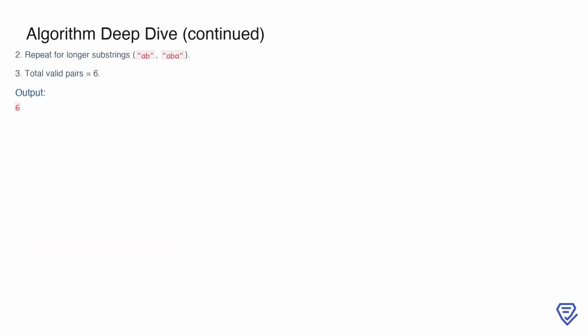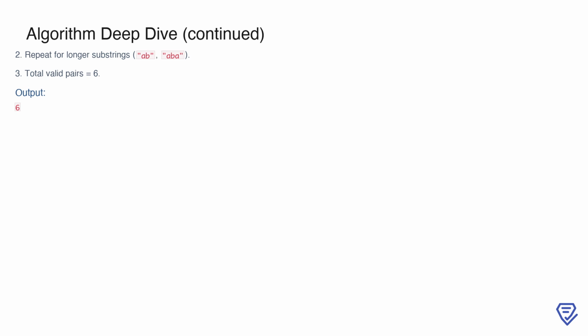We extend this comparison process to longer substrings, such as AB and ABA. For each pair of substrings, we count the differences and determine validity. For the example S equals ABA and T equals BABA, the total count of valid pairs comes out to 6. The output of the algorithm in this case is therefore 6. This example demonstrates how the optimized approach efficiently handles substring comparisons while minimizing redundant computations.